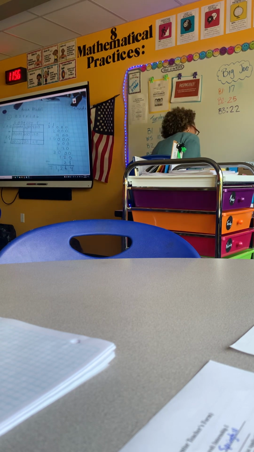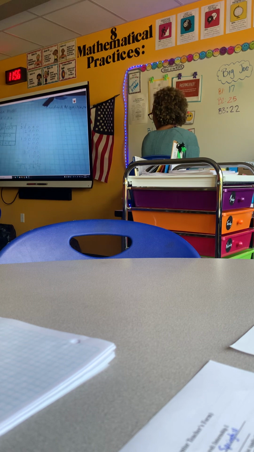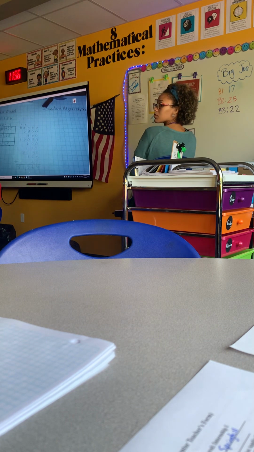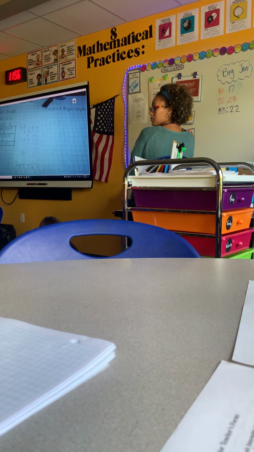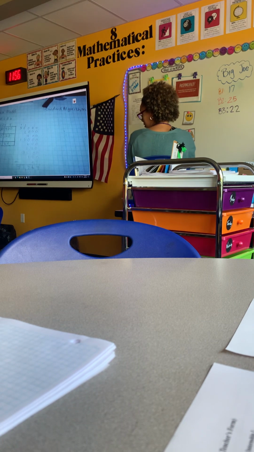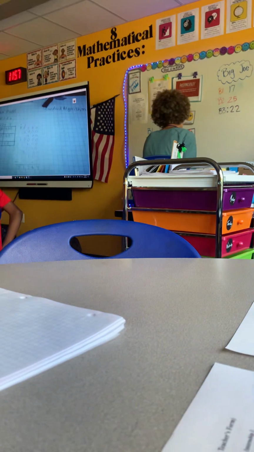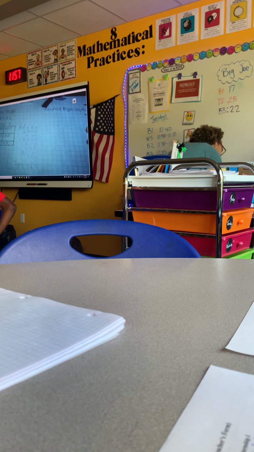So now we're going to do the standard algorithm. Is everybody ready to move on to standard? Give me a thumbs up if you're ready. If you're not ready, look at your table partners and see what we're doing. We've got to move on to the next one, then we can connect the area model to the standard algorithm. So the standard algorithm is what?